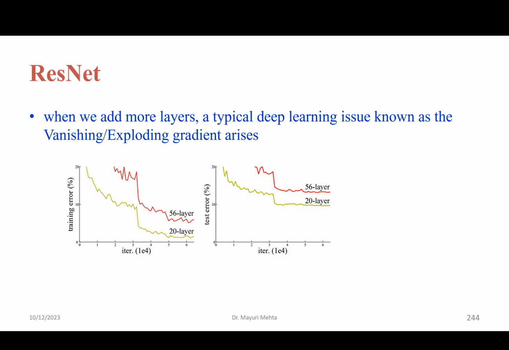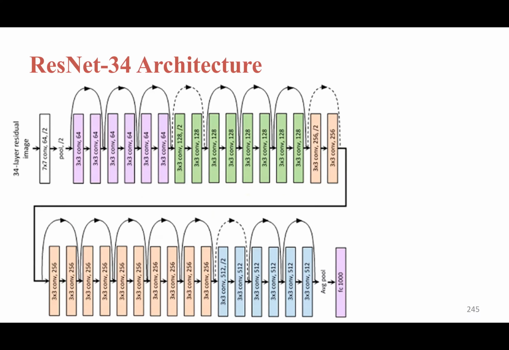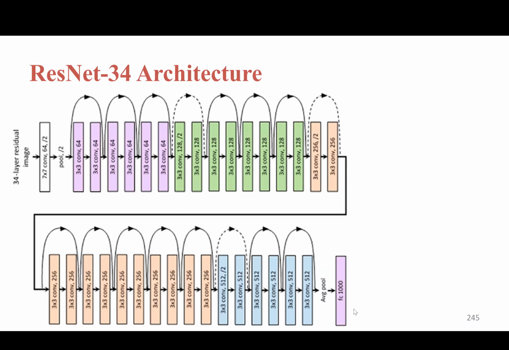A novel architecture called residual network was launched by Microsoft Research experts in 2015 with the proposal of ResNet. So who proposed ResNet? Microsoft Research experts. Okay, so here you can see the architecture. What is this ResNet? The idea of residual blocks was created by this design to address the issue of vanishing gradient.